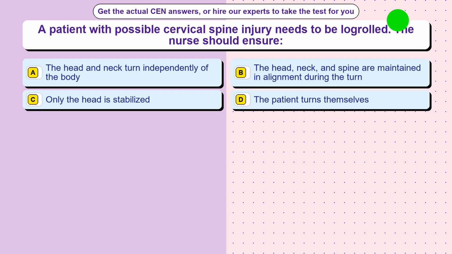Question 1. A patient with possible cervical spine injury needs to be log-rolled. The nurse should ensure: Option A. The head and neck turn independently of the body. Option B. The head, neck, and spine are maintained in alignment during the turn. Option C. Only the head is stabilized. Option D. The patient turns themselves.